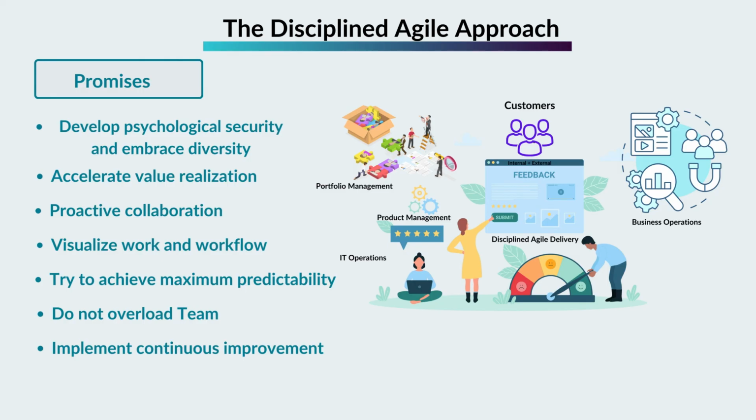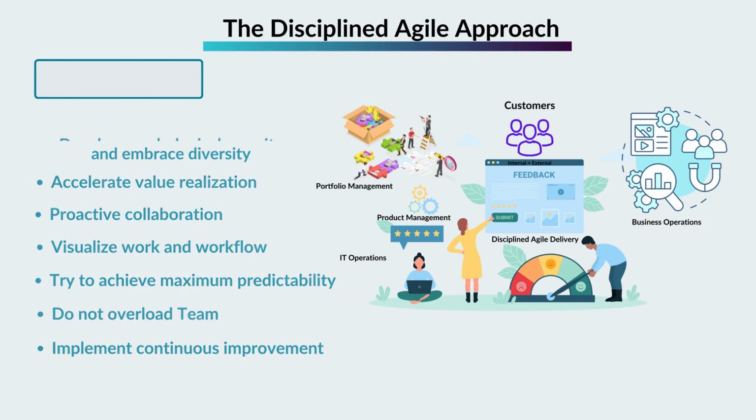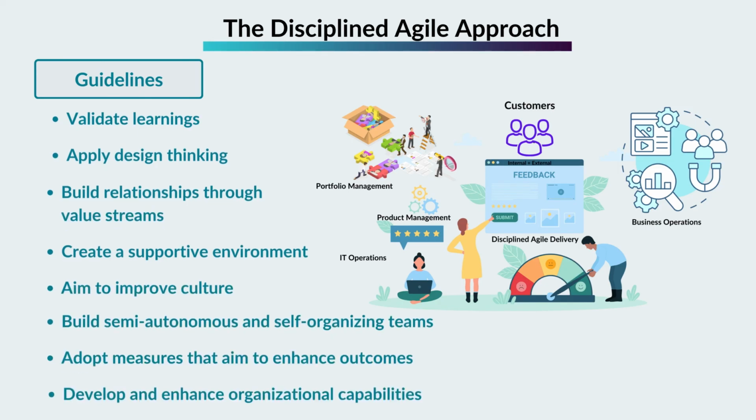Do not overload the team: overloading a team is never recommended as it leads to frustration among both individuals and the team. Some team members feel motivated to work harder during such times, but it may cause burnout in the long term. Implement continuous improvement. Any successful organization adopts the continuous improvement principles, always looking towards improving process, results, and organizational structures. Guidelines. Validate learnings. Becoming awesome always requires experimenting and adapting to processes which are more suitable for the situation.